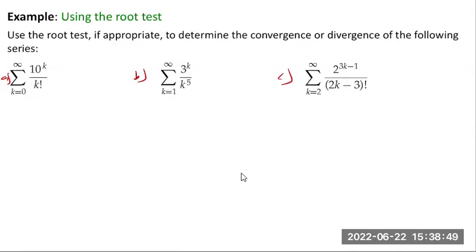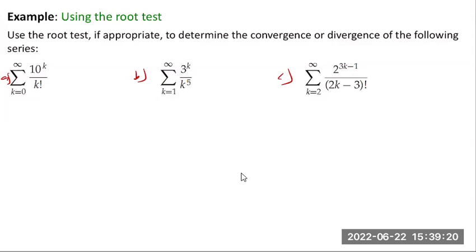Here is the example that I want to go over. Use the root test if appropriate. This is very important. You need to determine whether the root test is appropriate before you start doing the problem, to determine the convergence or divergence of the following series. These are the three given series. We need to use the root test if it is appropriate. So for which examples do you think the root test would be appropriate?